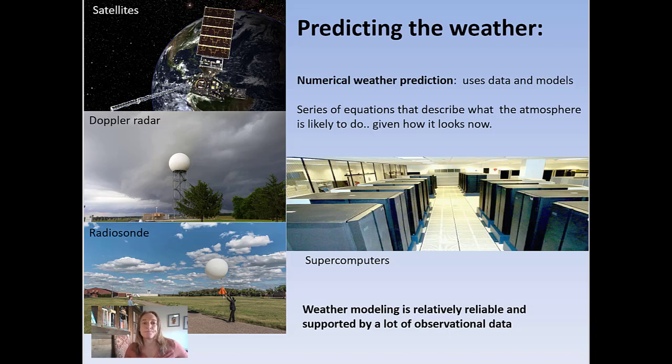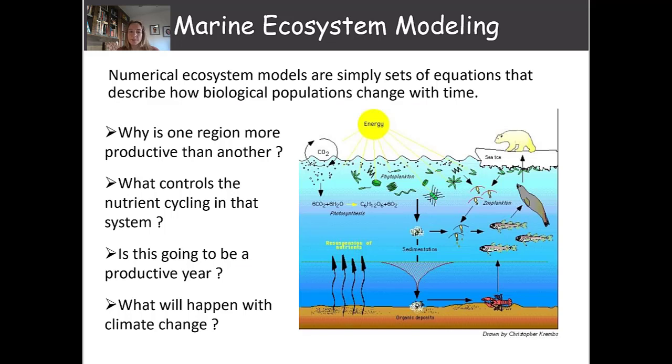Marine ecosystem modeling is also essentially just a series of equations that we solve that describe how biological populations change with time. And with this kind of model, we can address questions like why is one region more productive than another, what controls annual cycles in a system of interest, maybe is this going to be a more productive year, and what's going to happen to our ecosystem with climate change.